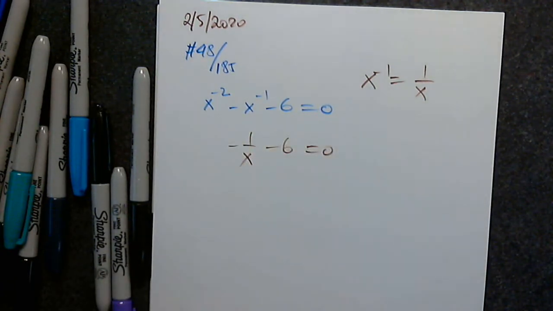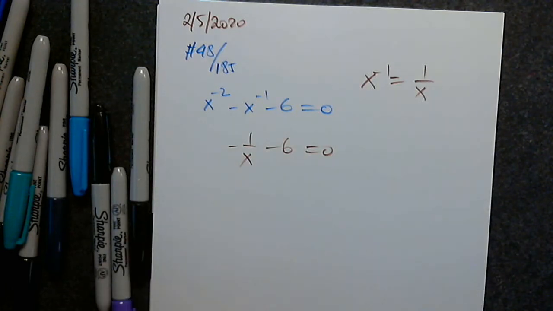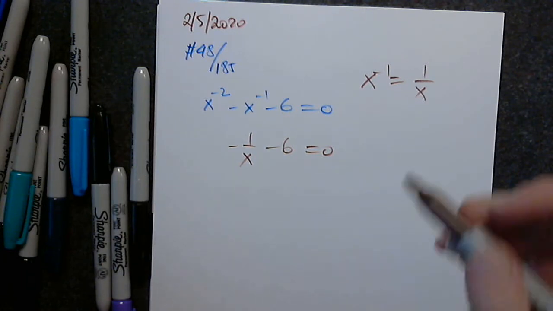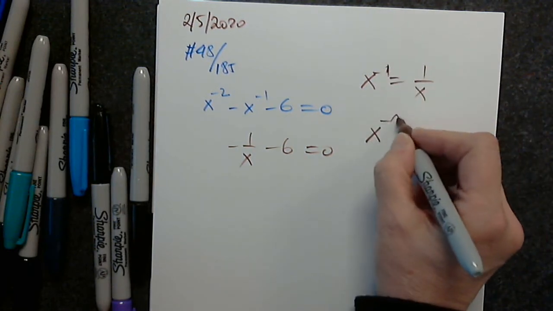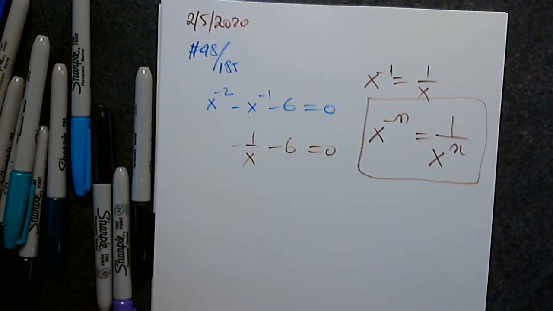And what about x to negative 2? If x to negative 1 is 1 over x, what do you think x to negative 2 can be? 1 over x squared. It's confusing because this is 1. X to negative n is 1 over x to the nth power. So please make a note of this. Put it in your notebook, in the tiny notebook. Any expression raised to a negative exponent is 1 over the same expression, but with a positive exponent.